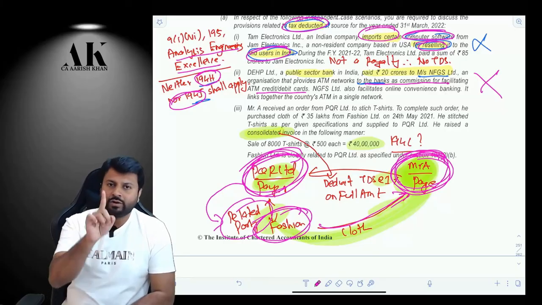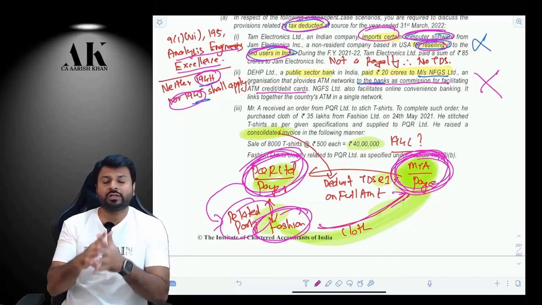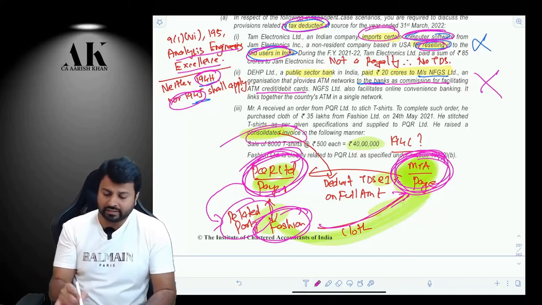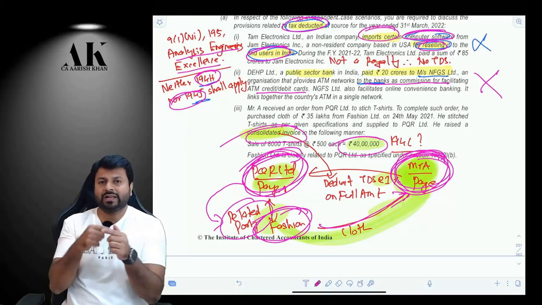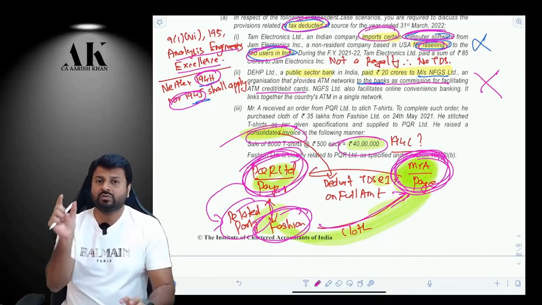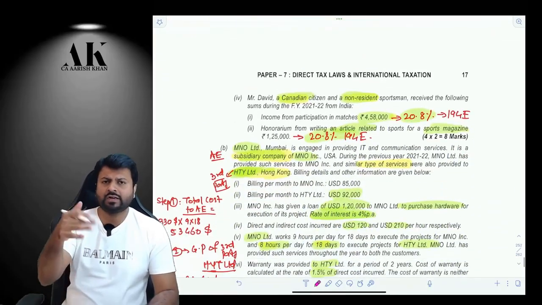But in this case, you have to remember one thing, that you cannot issue an invoice on a consolidated basis. If you issue an invoice on a consolidated basis, which you are doing over here, I will deduct TDS on the entire amount. If you give a breakup that this much is for service and this much is for goods, then I will deduct TDS only on the service portion. But you are making a mistake. You are giving me a consolidated invoice. Therefore, I will deduct TDS on the entire amount.